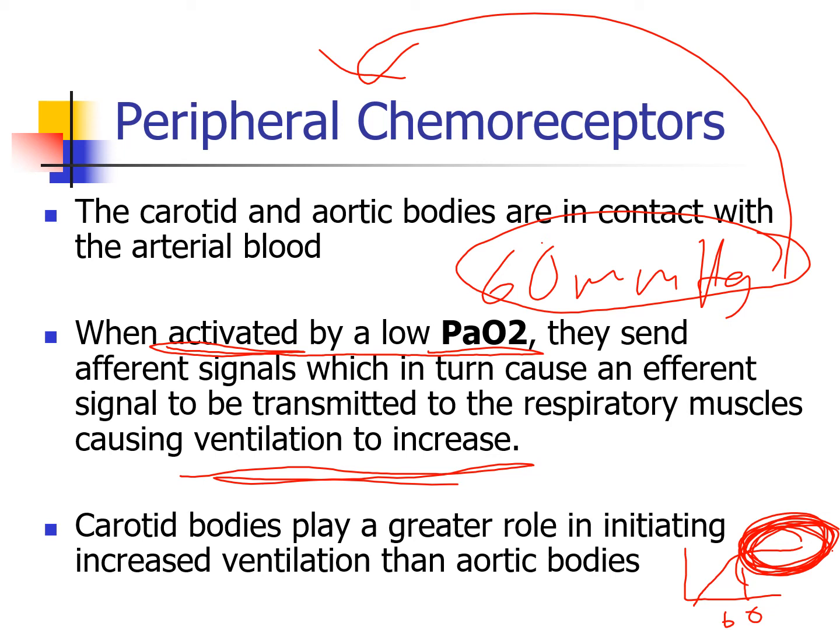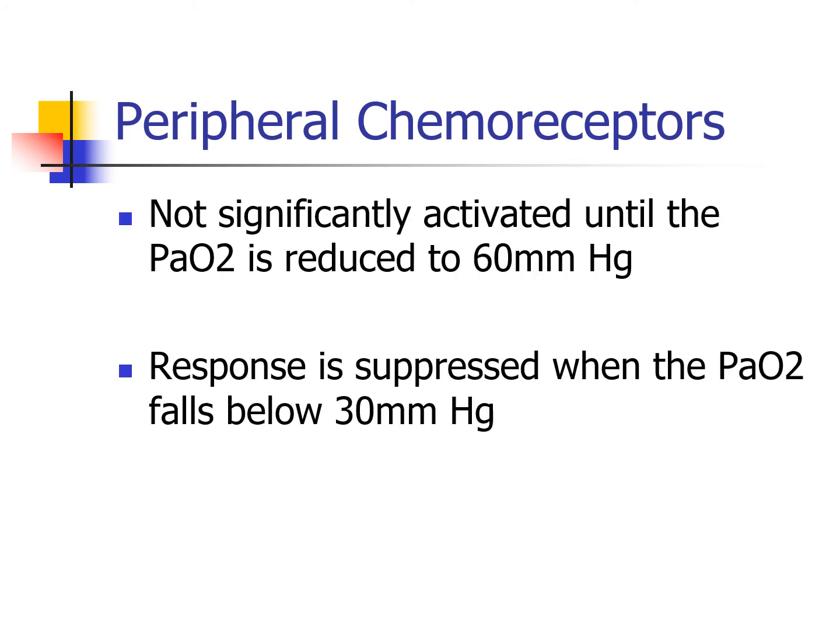But if your PaO2 is less than 60 millimeters of mercury, then I'm going to kick in and say breathe faster, breathe deeper, right? So it's not activated until the PaO2 is reduced to less than 60 millimeters of mercury. As someone's oxygen levels start to drop, and their PaO2 hits 60 or below, it's going to activate the peripheral chemoreceptors and say, hey, breathe faster, breathe deeper.